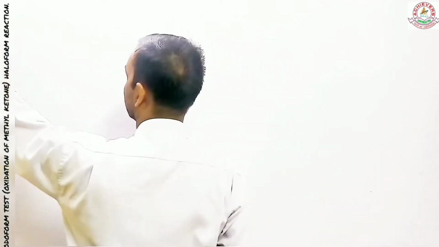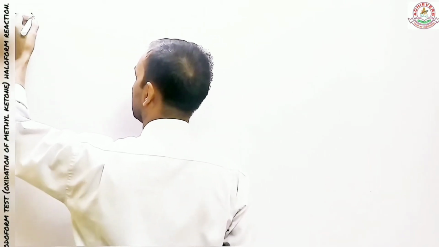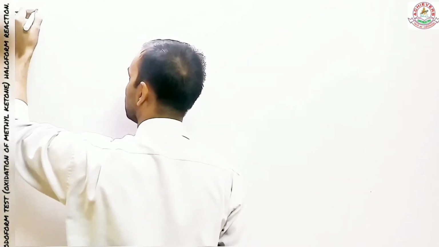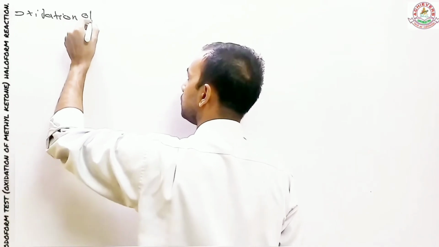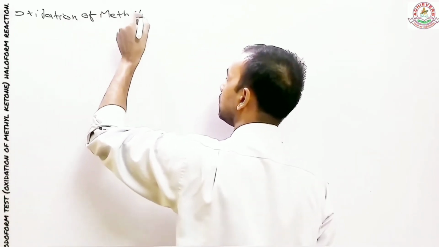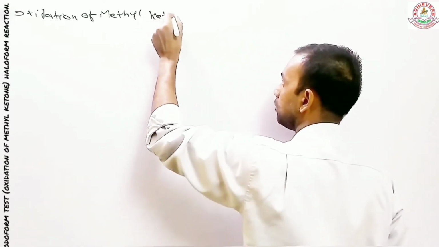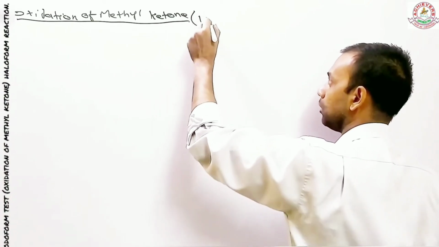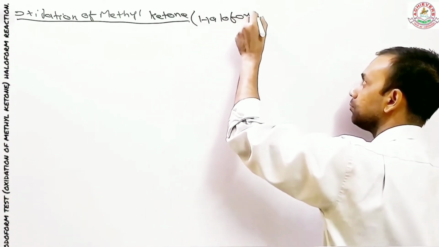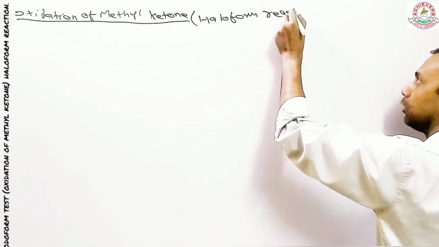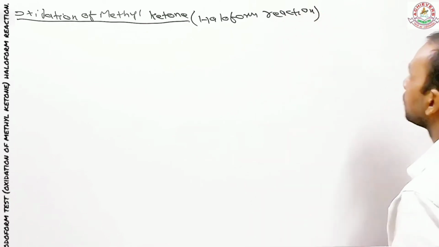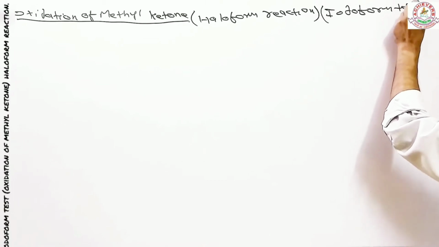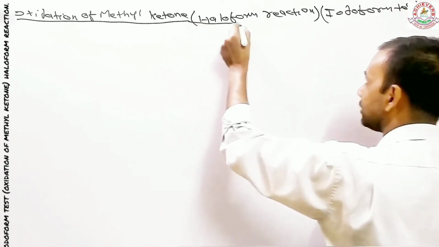Okay, so what I'm talking about is oxidation of methyl ketone. This is what the topic mainly is, but like I said, this is also called the haloform reaction, and then this is also called the iodoform test, right? So this is where everything moves around.